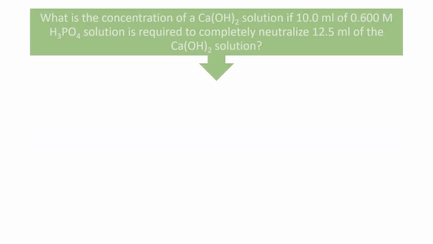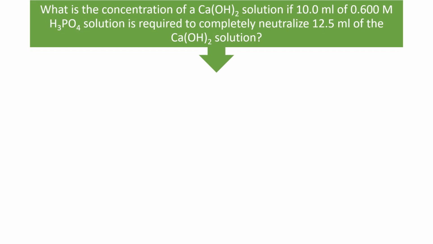Now we will take a look at what the situation is if we have a calcium hydroxide solution which has a volume of 12.5 milliliters. You have to read this one carefully, because this is our unknown and this is its volume, 12.5 ml of calcium hydroxide. In order to neutralize it, we titrated 10 ml of 0.6 molar phosphoric acid.